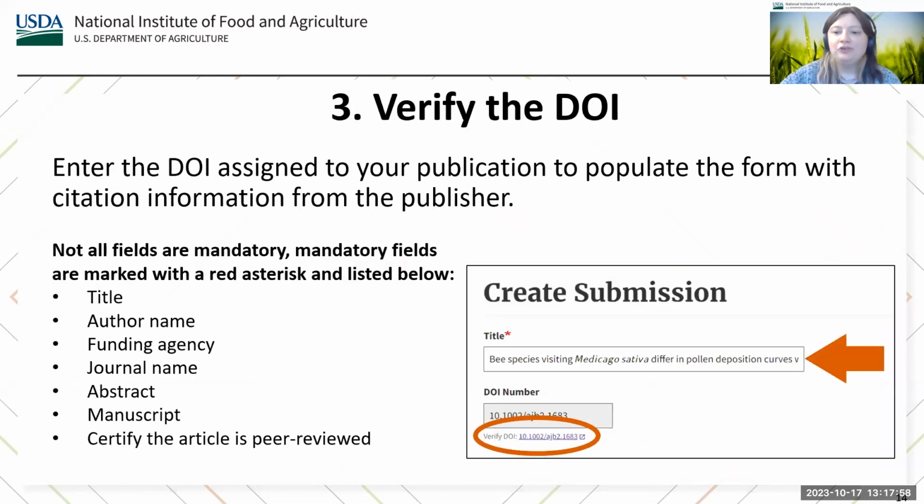Step 3, enter the DOI assigned to the publication to populate the form with citation information from the publisher. Verify the title and DOI are correct by clicking the hyperlink. The hyperlink will direct you to the publication. Not all fields are mandatory, and mandatory fields are marked with a red asterisk. Mandatory fields include title, author name, funding agency, journal name, abstract, manuscript, and checking the box to certify that the article is peer-reviewed.